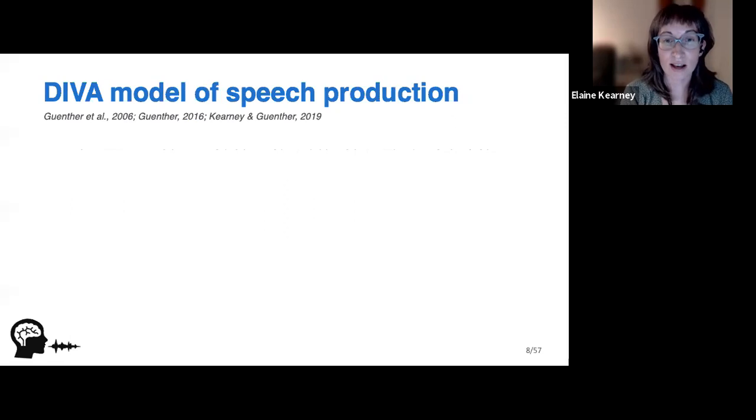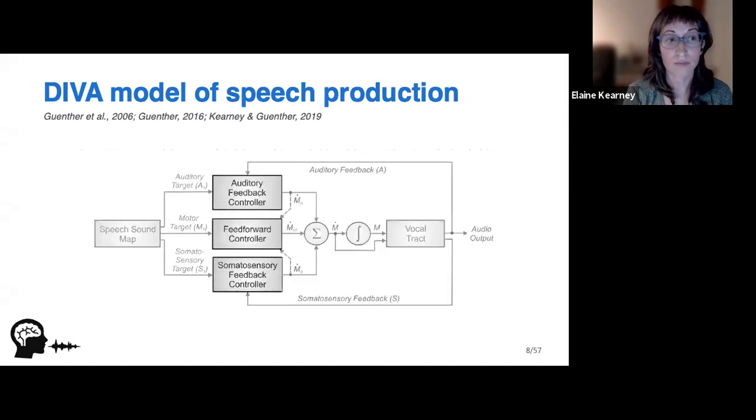We can use models to gain a better understanding of the processes that underlie speech production, and the DIVA model is one example of a model of speech production. The DIVA model describes both the control theory of speech production, and it also describes the brain regions that are involved in the different processes. Today, I'm going to focus on the control theory side. I'm not going to get into the neuroanatomical specification.